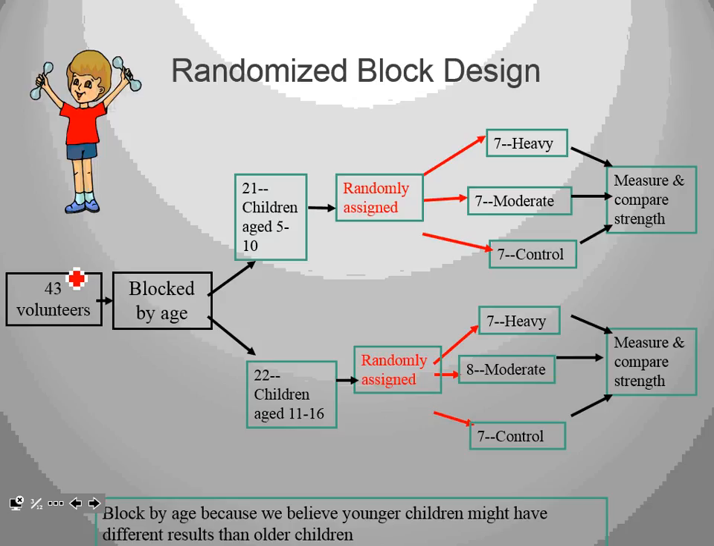But just like you said, you can block by heights, by weights. You can block by males and females. Whatever you want to do, that would be right. But just make sure you have this extra step before you randomly assign, okay?